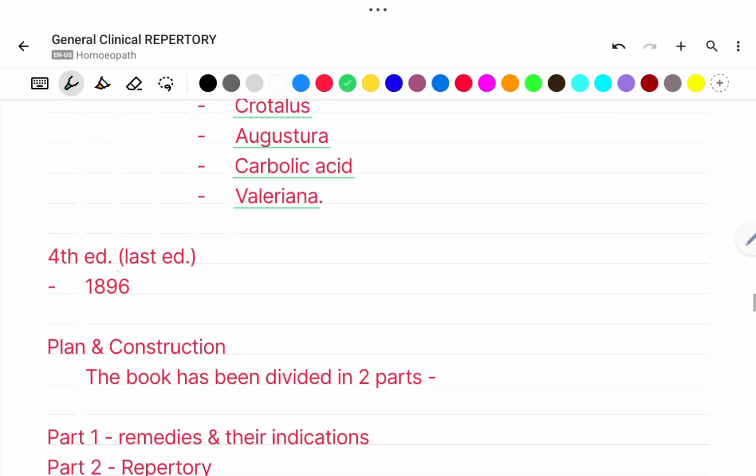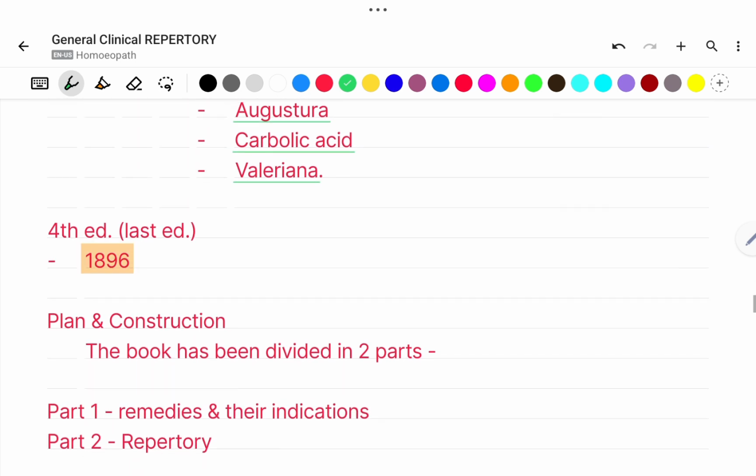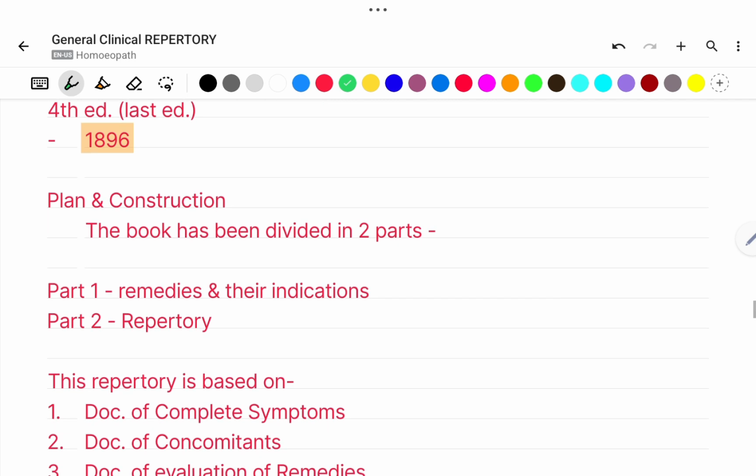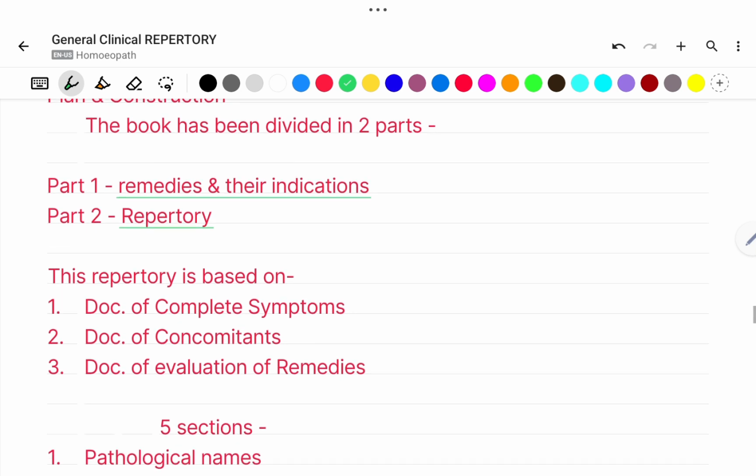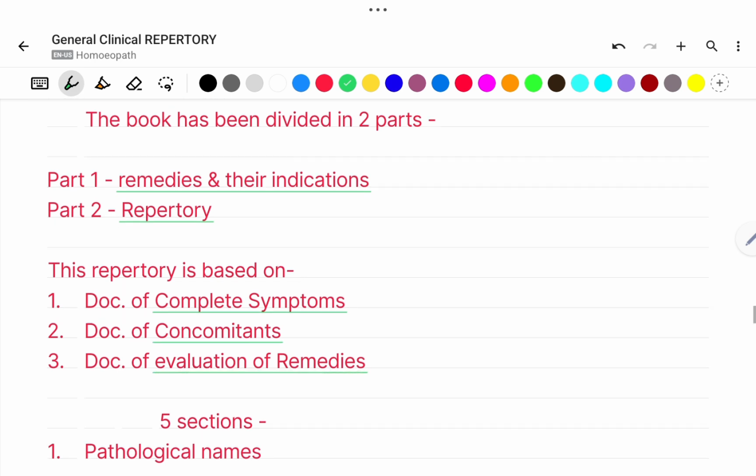Its fourth and last edition came in the year 1896. Plan and construction of this book. This book has two parts. First is remedies and their indications, and second is repertory part. So the repertory part is based on doctrine of complete symptoms, doctrine of concomitants, and doctrine of evaluation of remedies.